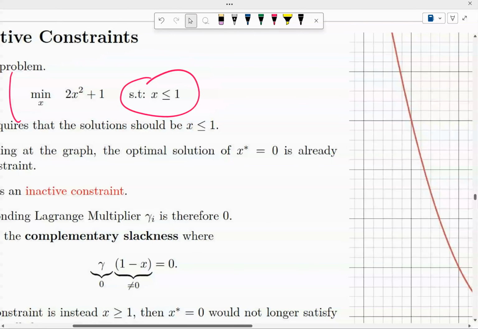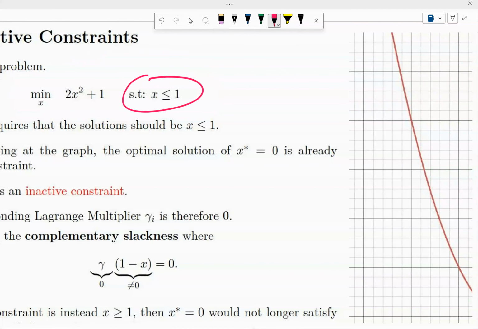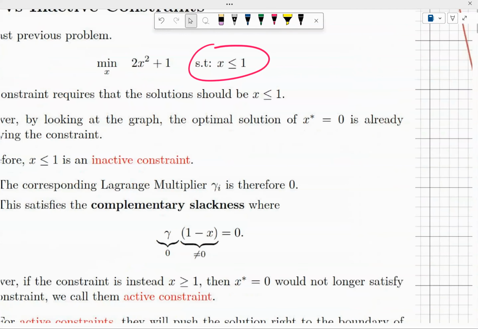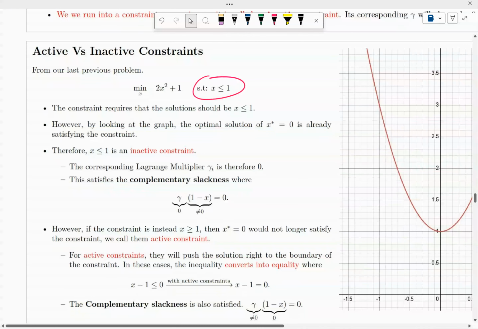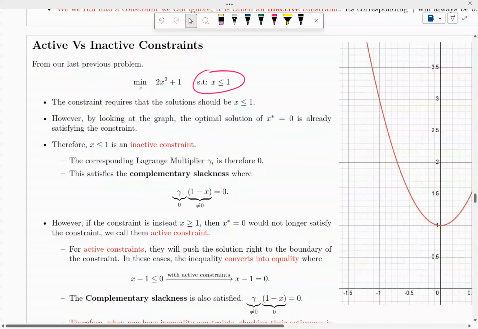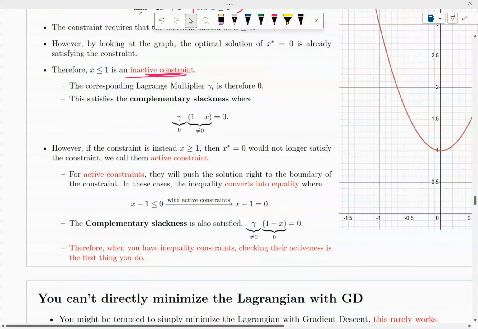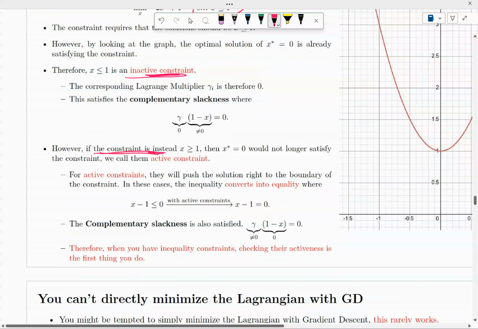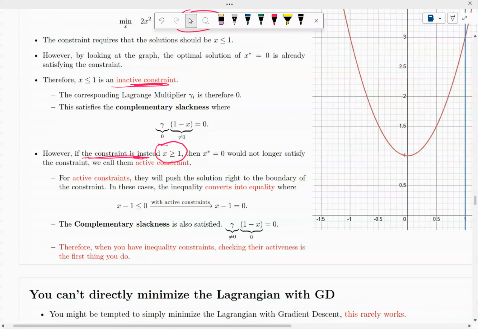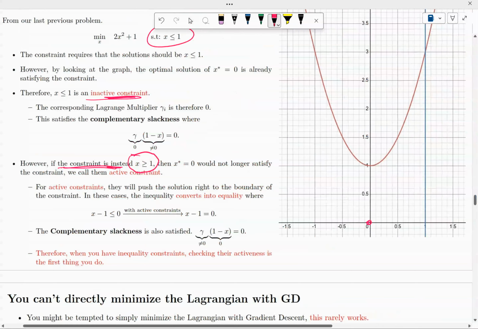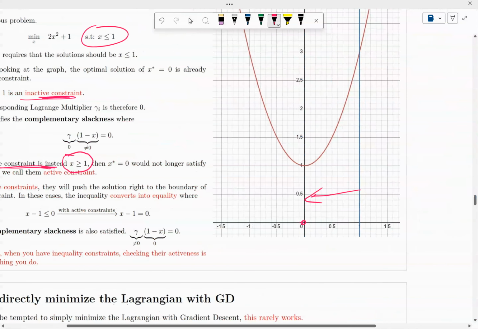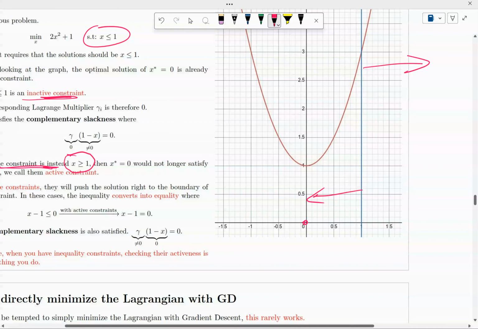Therefore, this is not active, right? Because it already satisfied the constraint. However, let's see what happens if we change the constraint. Instead of less than one, we're saying greater than one, right? Previously, the solution was less than, so that's fine. But now the constraint is greater than. So the original zero, which was the optimal solution, no longer satisfies the constraint.